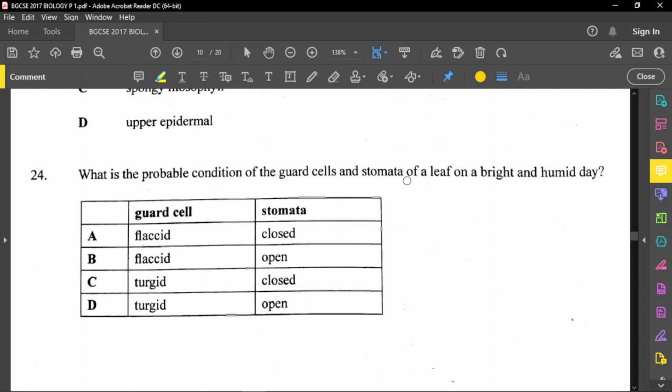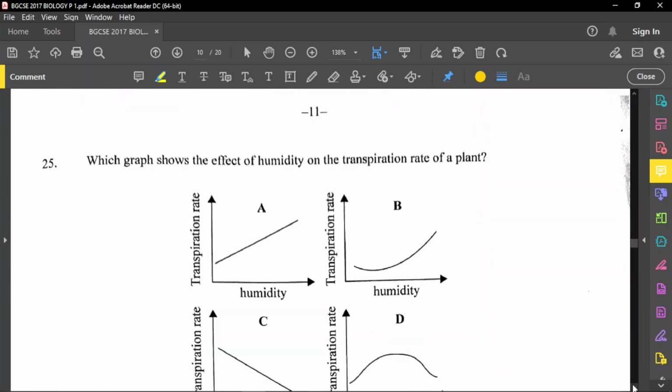So the plant will not lose a lot of water, so the guard cells will become more turgid, they will remain turgid, and the stomata will be nice and open to photosynthesize. All right. So question number 25, and this is halfway through.